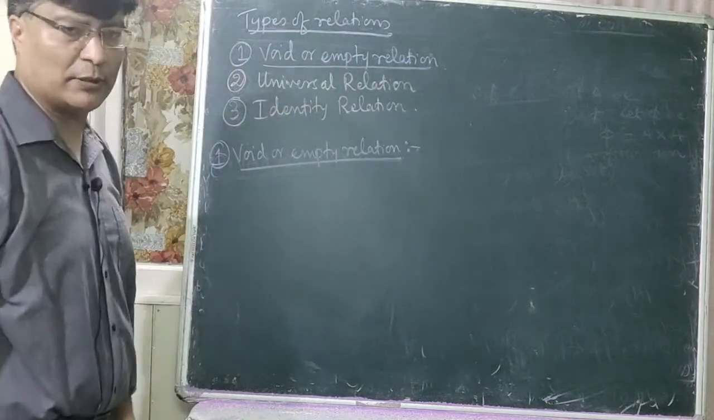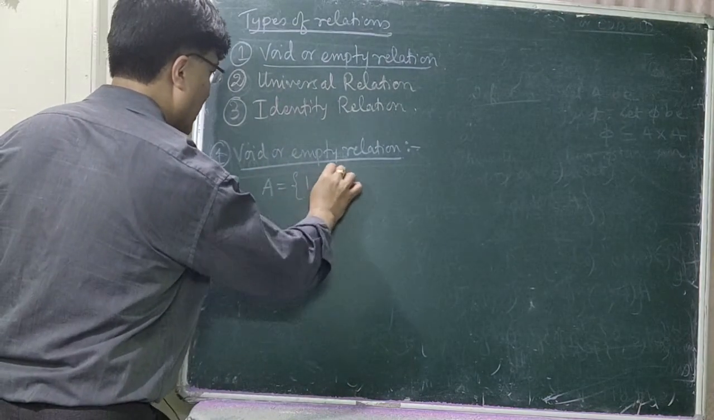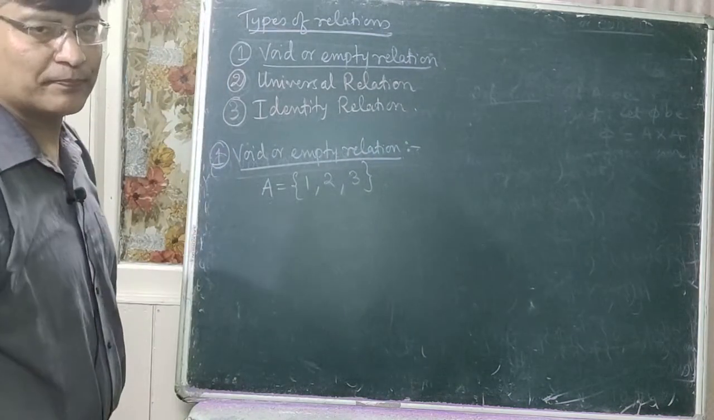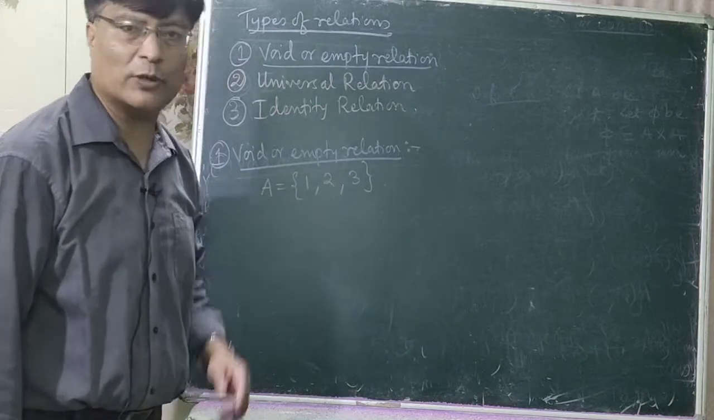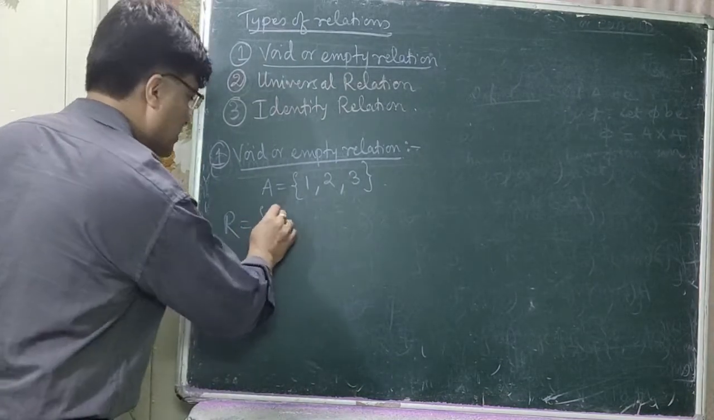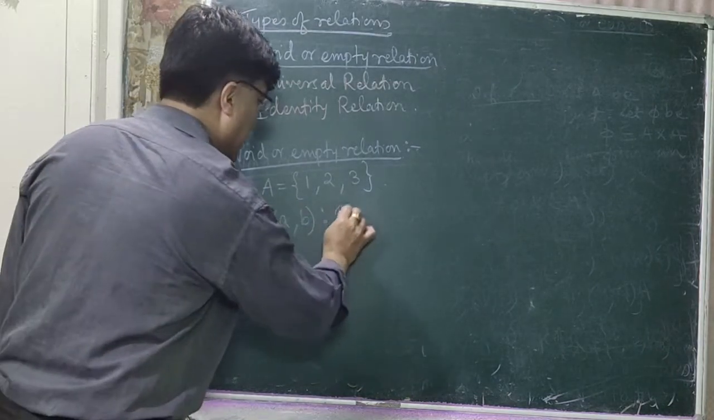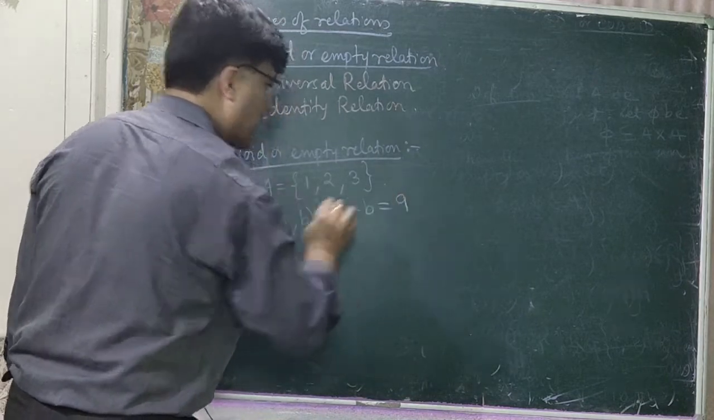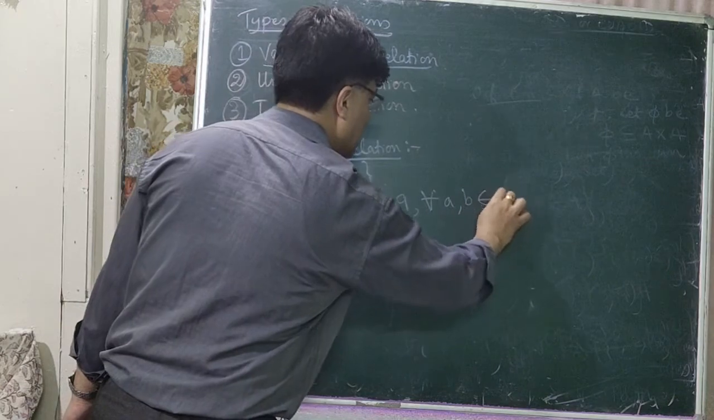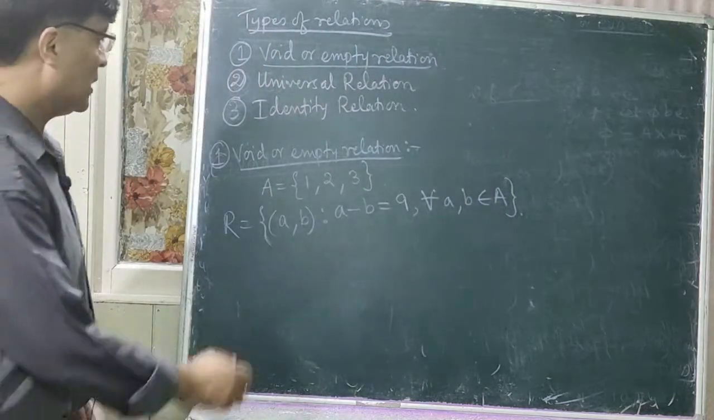So let us take an example. Suppose A is equal to {1, 2, 3}. Suppose A is a set of these three numbers, 1, 2, 3, and suppose R is defined as the set of ordered pairs (a, b) such that a minus b is equal to 9, for all (a, b) belonging to the set A.